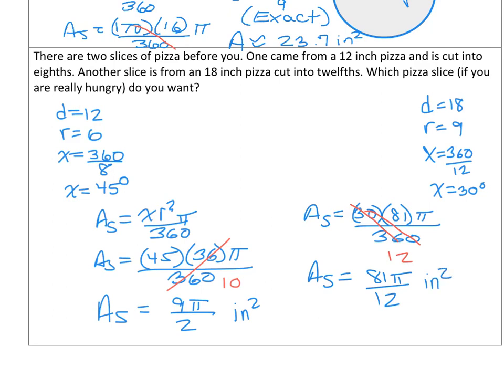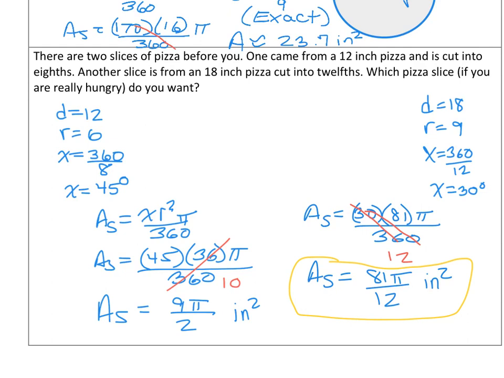And if you are hungry, it looks to me like this is going to be the slice you want to eat, because 81 divided by 12 is over 6, and this over here, 9 over 2, would be 4.5. So definitely the most area would be the slice that came out of the 18-inch pizza.